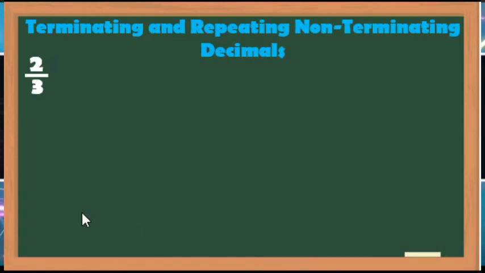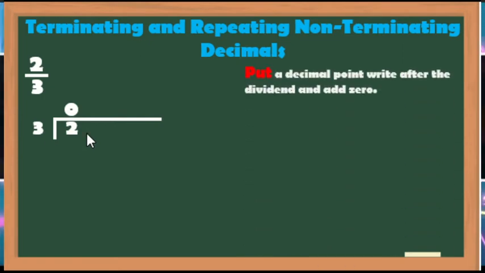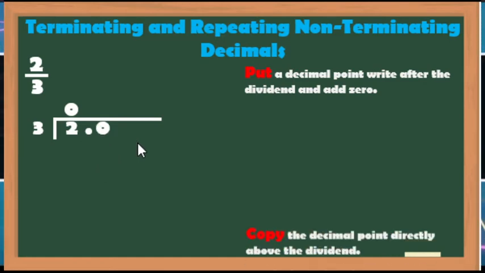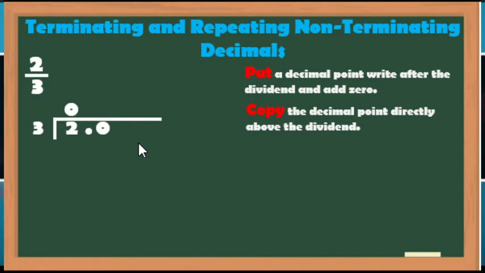This time, let us have 2 over 3 as a decimal number. Using the long division method, the dividend 2 is inside and the divisor 3 is outside. 2 divided by 3 is 0. Put a decimal point right after the dividend and add 0. Copy the decimal point above the dividend and divide as whole numbers.